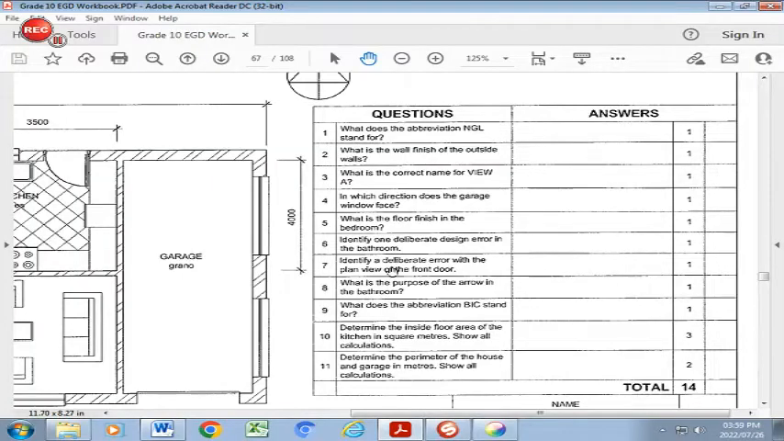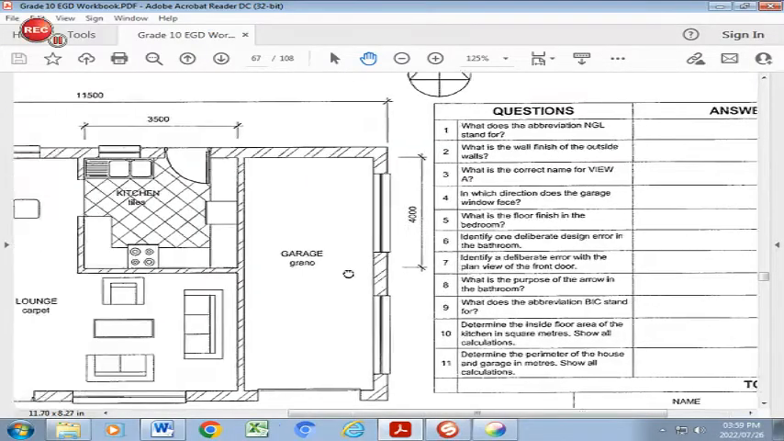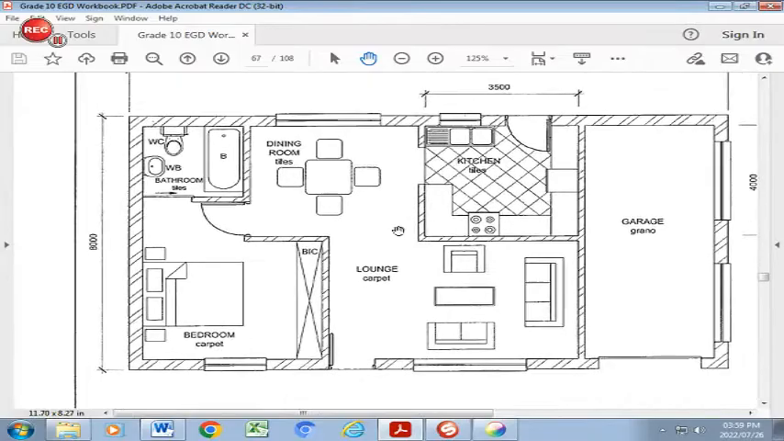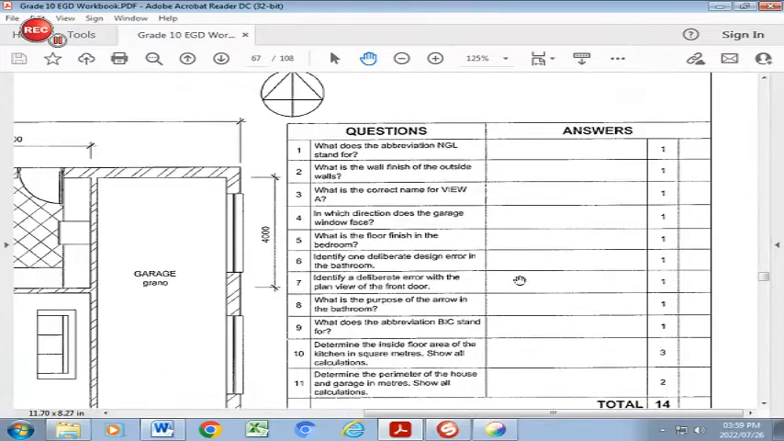Number 5, what is the floor finish in the bedroom? If you look at the bedroom here, there's your bedroom. Carpet is the floor finish in the bedroom. So carpet you are going to fill in here.